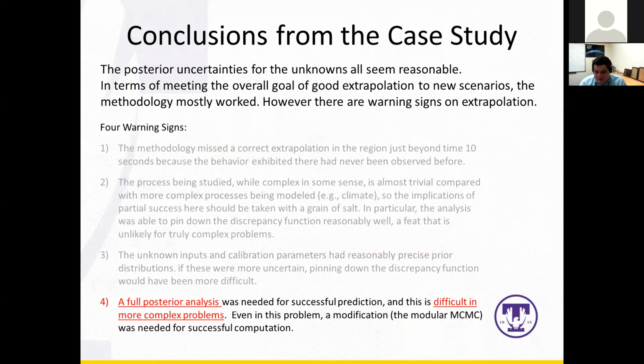And then the key thing here on the validation to complete the VVUQ cycle is we had to do a full posterior analysis in order to get the successful prediction. You can't do a full posterior analysis in climate change problems and large problems like that. You just, A, don't have enough data, or B, don't have enough time.